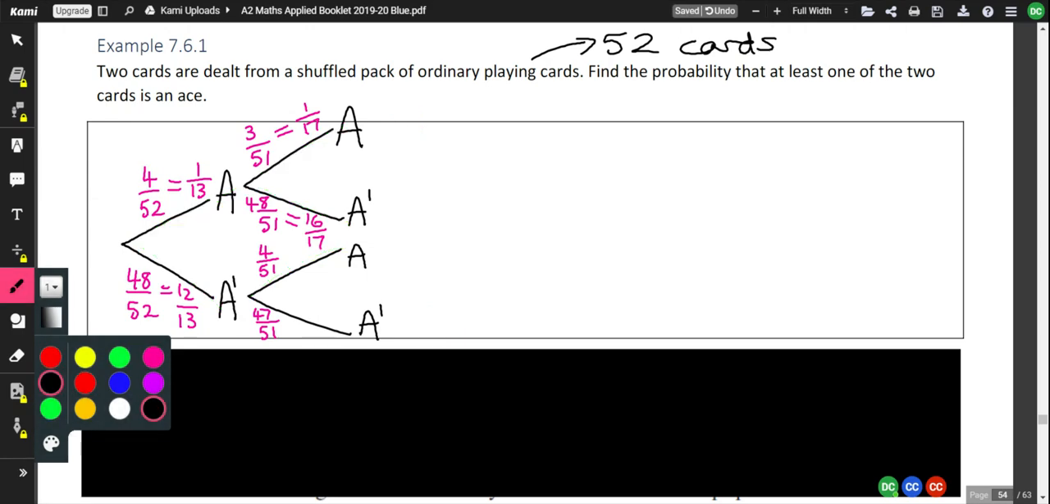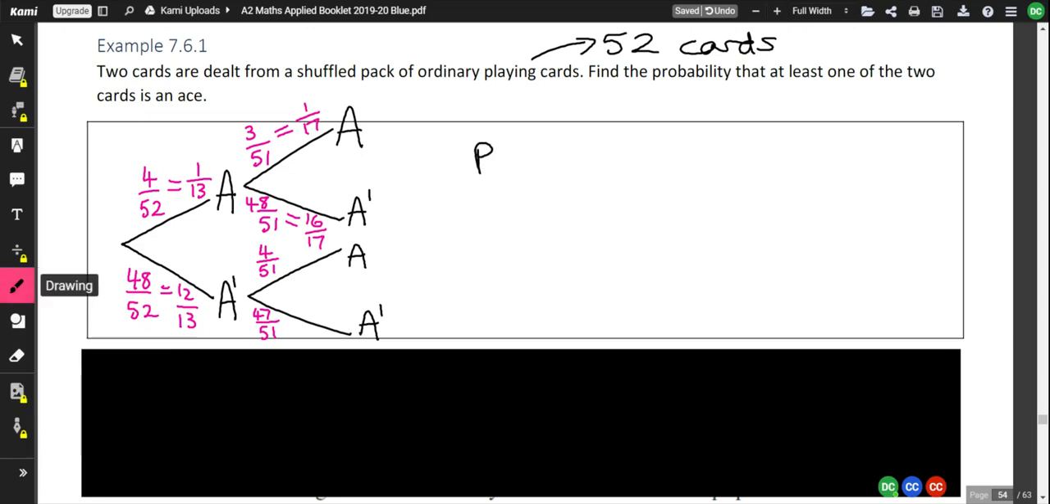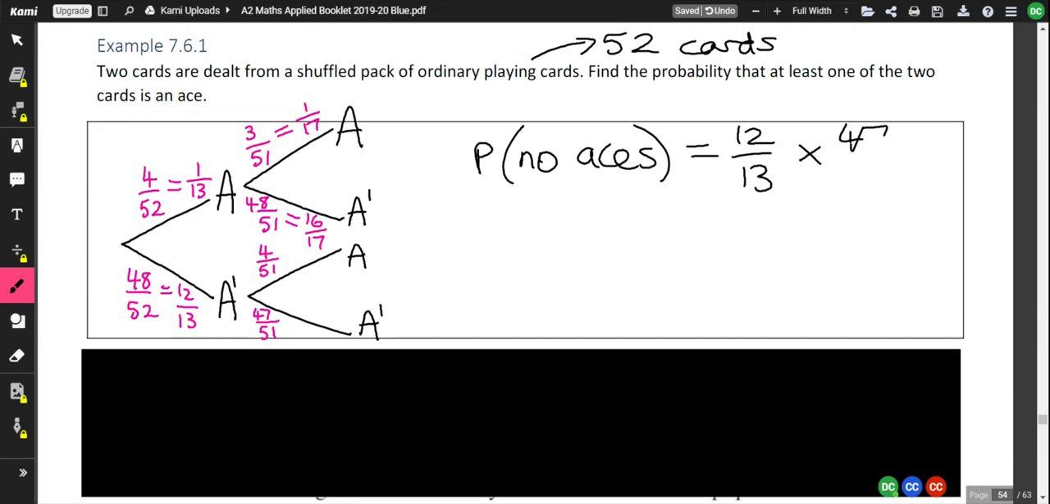So the probability that we get no aces, multiplying as we work our way along the branches, will be 12 out of 13. So not an ace on the first selection. And then again, not an ace on the second selection either. That's the chance of getting no aces. I'm going to work this out and then take it away from one.